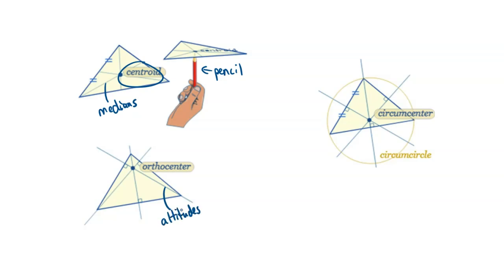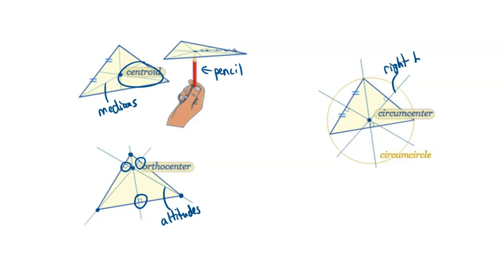But then if we look at the orthocenter and circumcenter, if we talk about the orthocenter, that's where the altitudes intersect. So an altitude is a line that passes through a vertex and then goes 90 degrees to the opposite side of the triangle. So where those intersect is called the orthocenter.